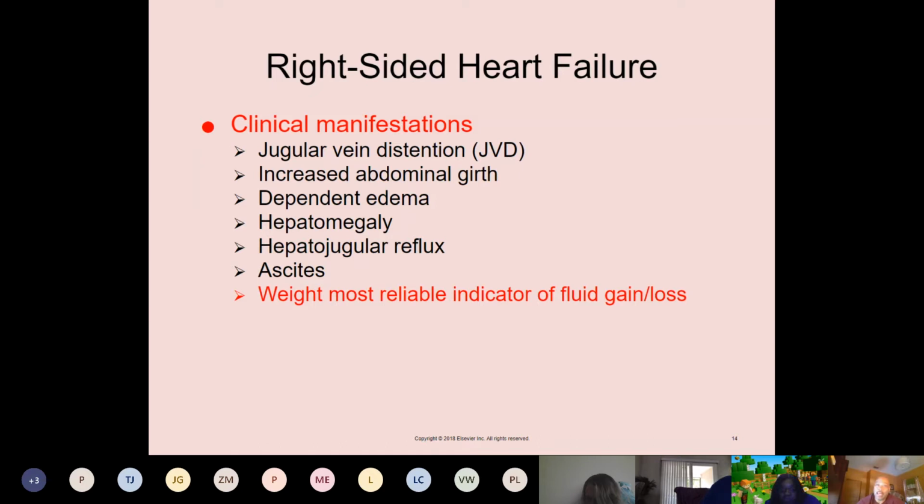Nausea and vomiting develop due to liver engorgement or congestion from the fluid retention. This is a part of the GI system, of course. In advanced right-sided heart failure, when it's more severe, these patients develop ascites and increased abdominal girth from severe liver congestion. Remember, the liver is now congested.